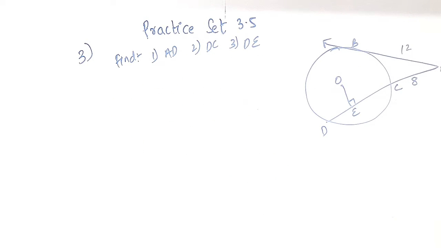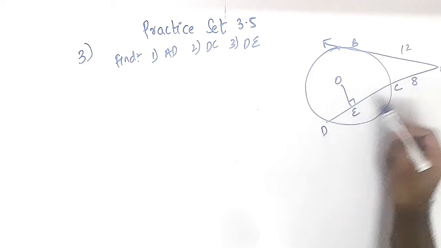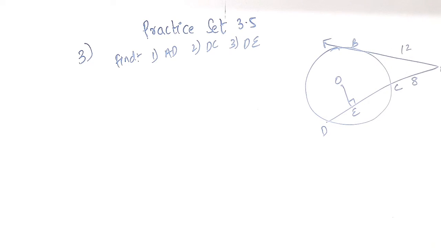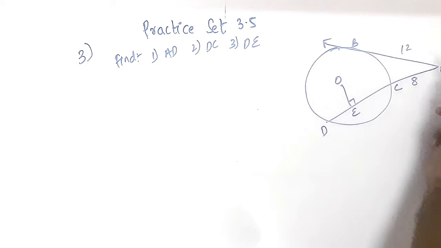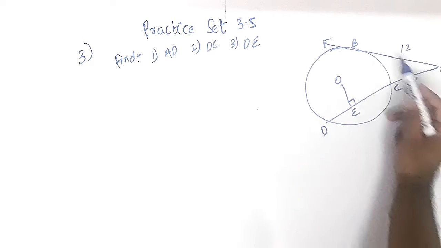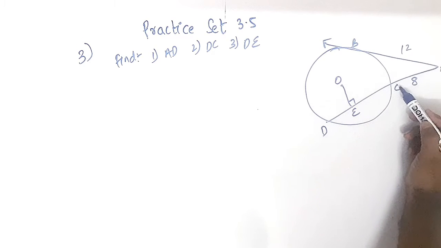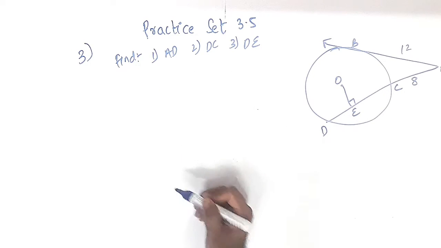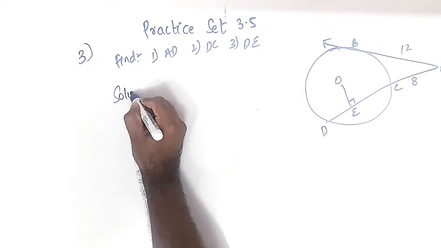Coming to sum number 3, you know this is a tangent and this is a secant. So by the tangent secant theorem, we'll have AB square is equal to AC into AD. AB is given 12, AC is given. So we can find AD. Three things they have asked to find. So we'll start.